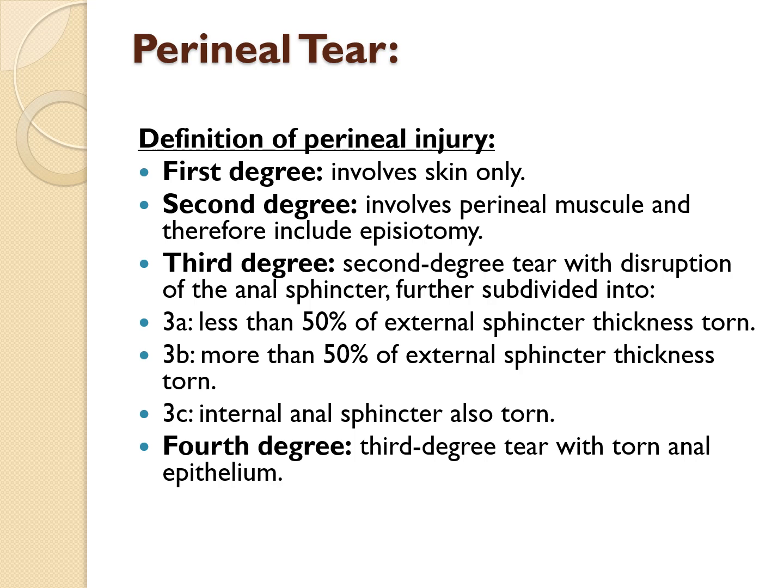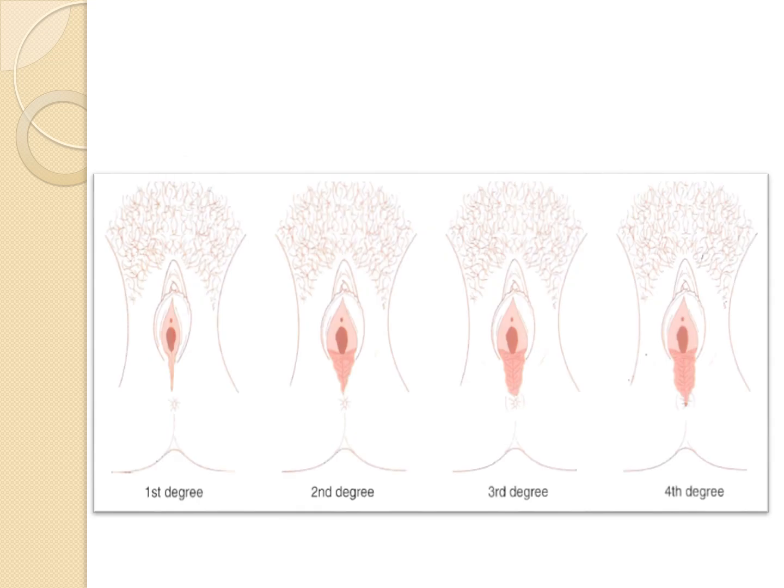Third degree is a second-degree tear with disruption of the anal sphincter, which is further subdivided into 3A, 3B, and 3C. 3A is when less than 50% of the external sphincter thickness is torn. 3B is when more than 50% of the external sphincter thickness is torn, while 3C is when the internal anal sphincter is also torn. The fourth degree is a third-degree tear with torn anal epithelium. This figure shows the degrees of perineal tear.